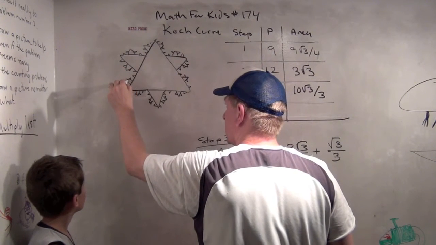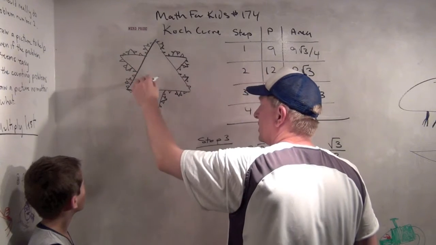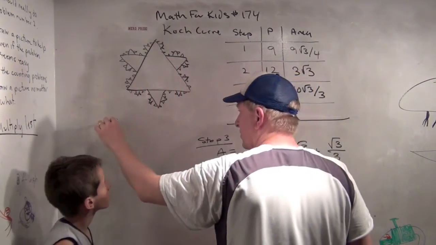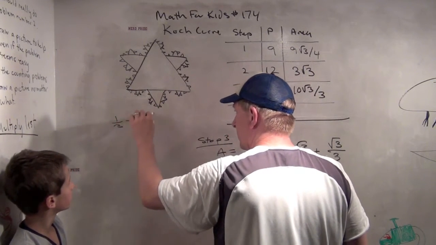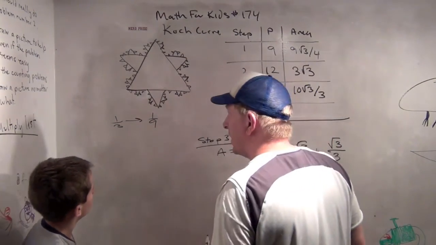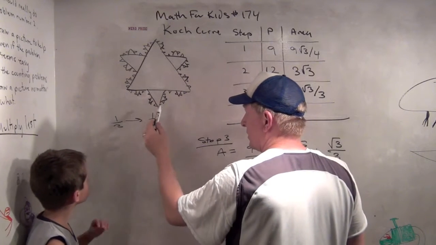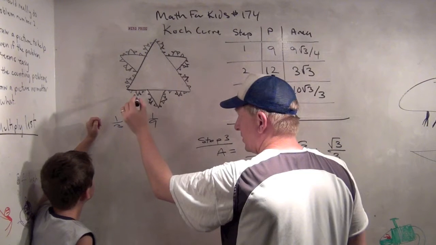Okay, and remember we started with a side length of 3, then we divide by 3 every time. We had a side length of 1, then 1/3, so these ones are 1/9. Okay, 1/3 goes to 1/9 on step 4. And so we have to figure out how many steps we take to figure out the perimeter. So we have 1, 2, 3, 4. Do you see those 4 steps?